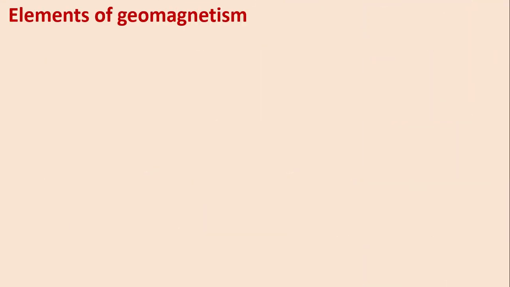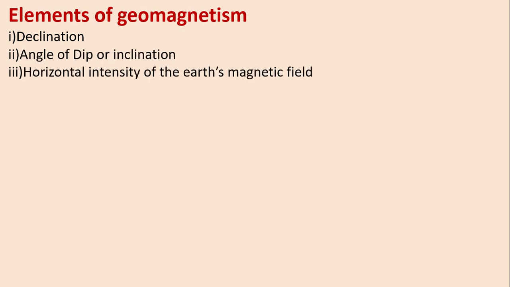So now I will explain some elements of geomagnetism. Number 1, declination, that I have already shown you. Number 2, angle of dip or inclination. Number 3, horizontal intensity of the Earth's magnetic field. Declination. At first, I will explain declination. What is declination?